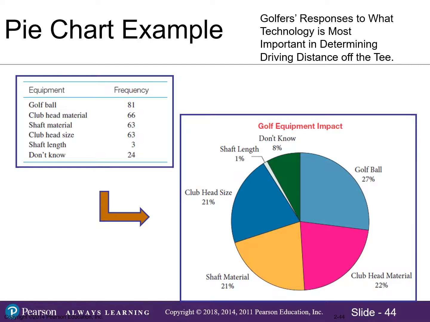Often when you're doing pie charts, you'll have a problem where some of the groups are so small or infrequent that they really muck up the diagram. And usually when that happens, what you'll want to do is group them together and call them an other category or a grouped category.